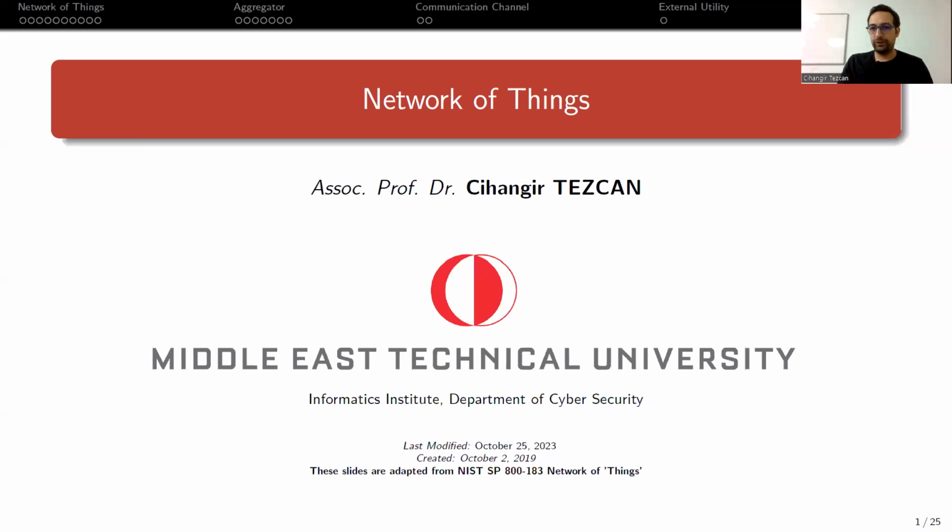All right, so today's topic is Network of Things, but the whole slides are actually adapted from NIST Special Publication 800-183, Network of Things. So I recommend all of you to read it, but you can think of this lecture or the slides as the best-of version of that documentation. I kind of highlighted important parts, then we can see how we should actually look at Internet of Things or also Network of Things.